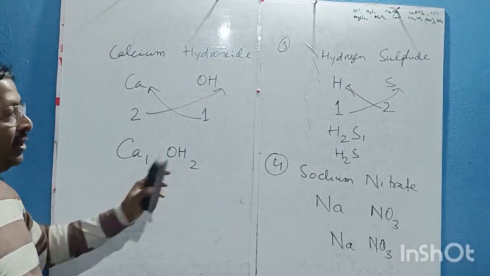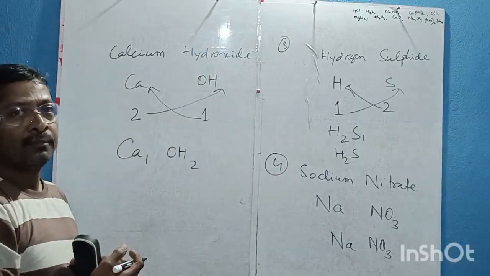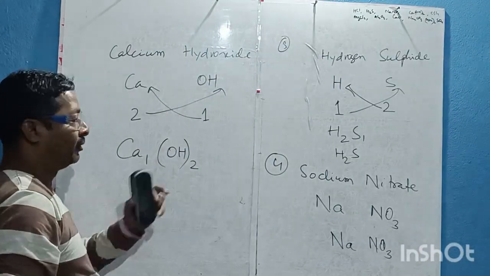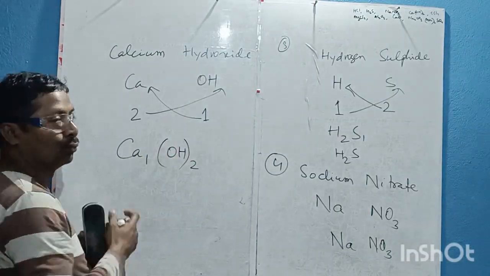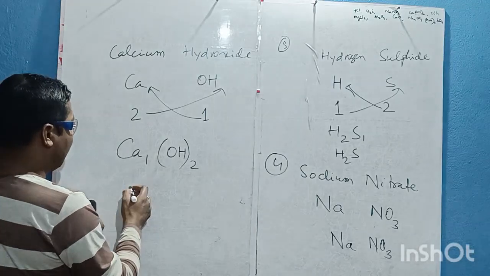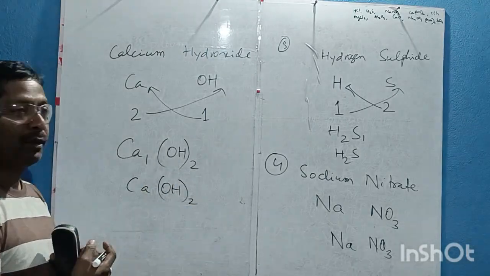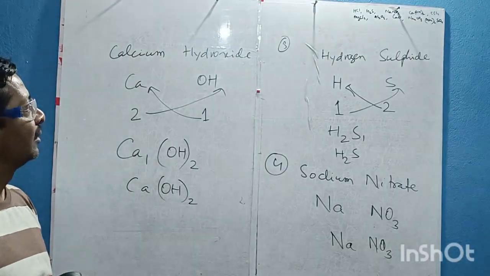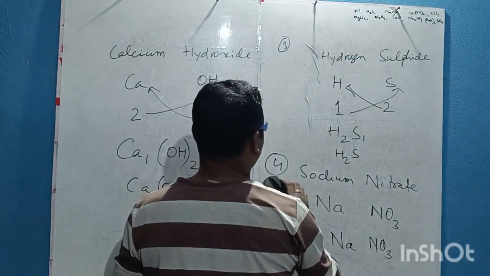But these will not be written in this way, because there is more than one element in the ion. That's why it is written with a bracket sign, because for the whole OH it is 2. Similarly, 1 can be omitted, so Ca(OH) whole 2. There is no need of writing 1, so Ca(OH)2. This is calcium hydroxide. We will go further. Carbon tetrachloride.